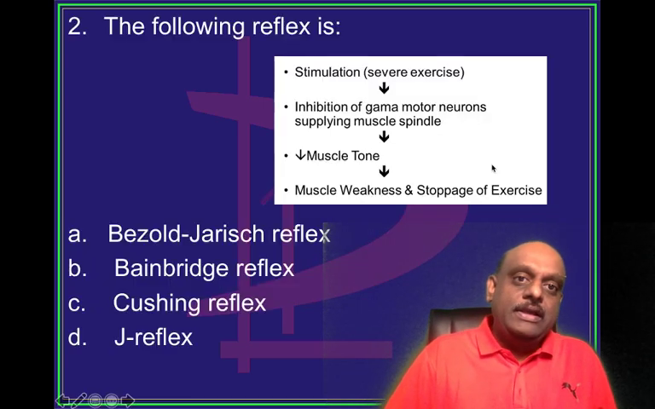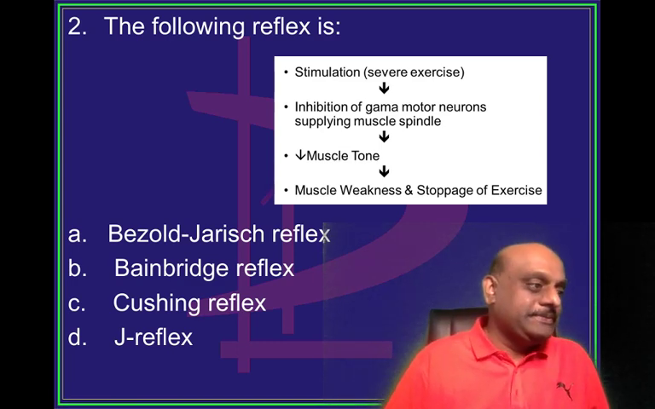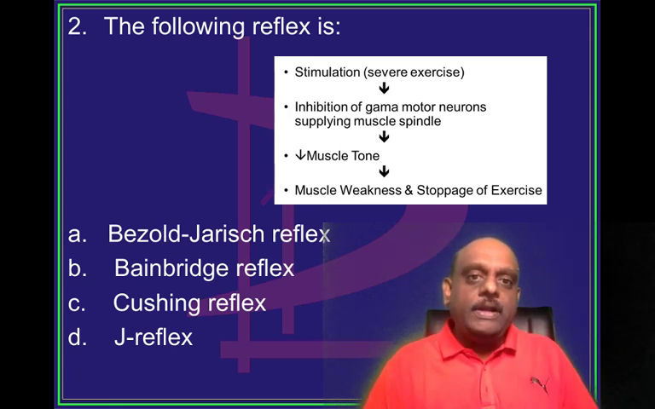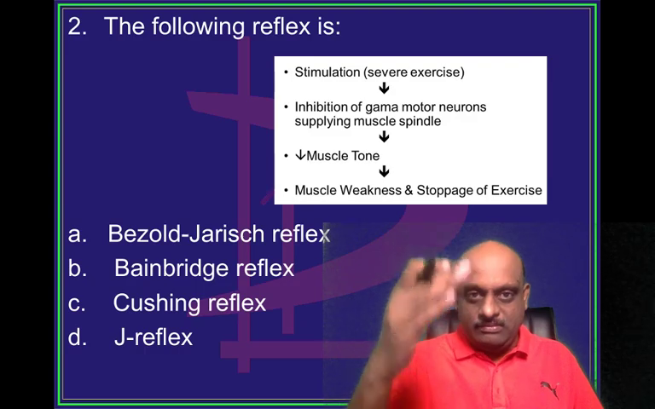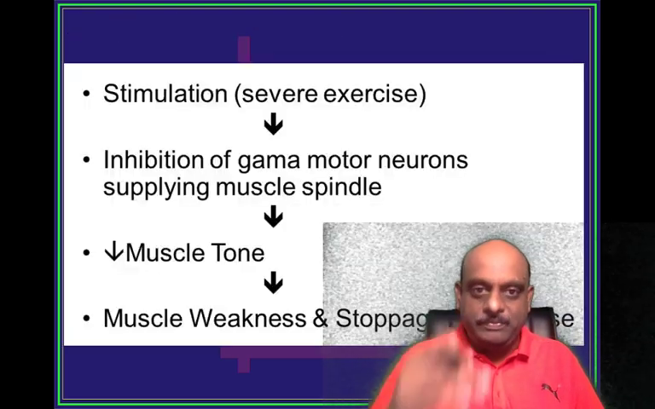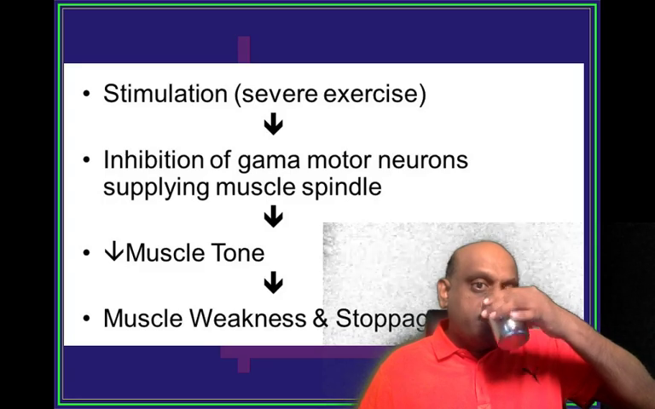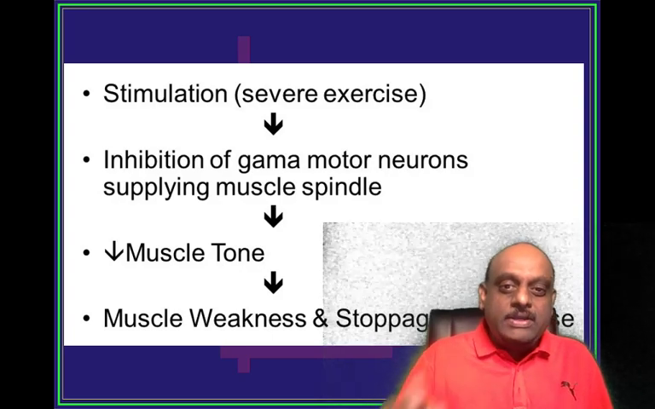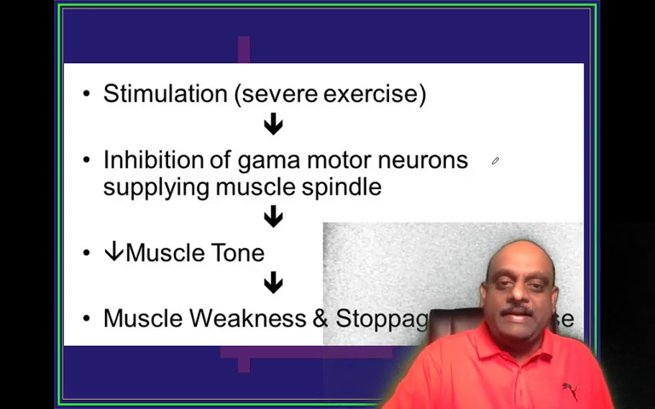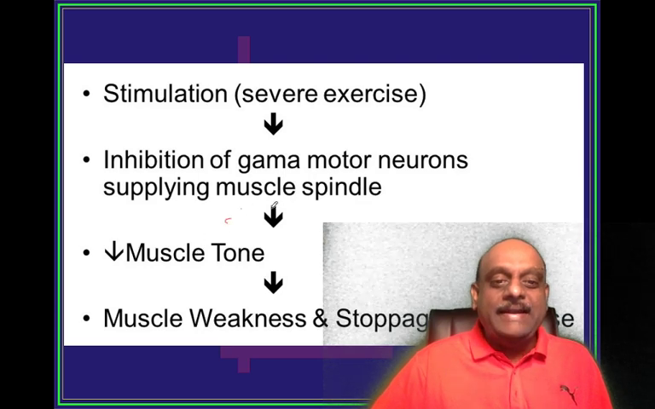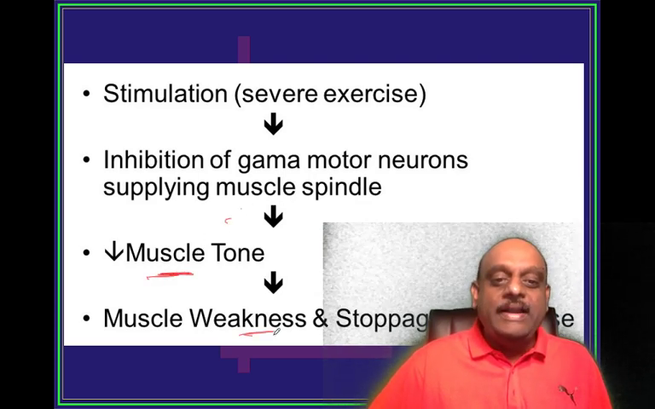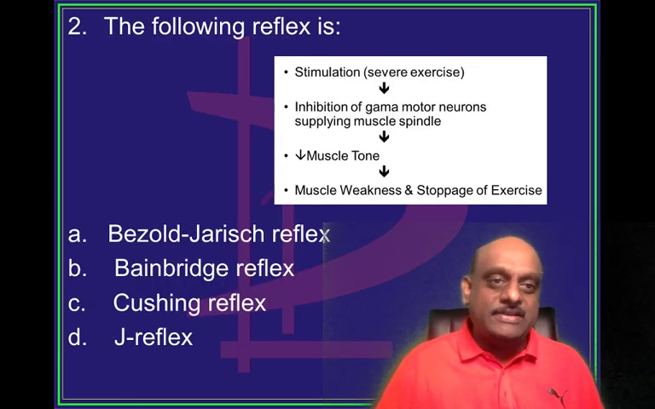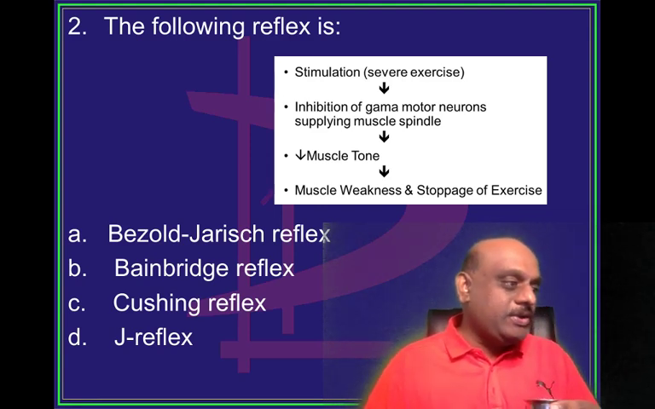Now, doc, a reflex is being shown to you. You tell me, what is this reflex? The steps in the reflex have been shown to you. When there is an exercise, there is a stimulation, and that leads to inhibition of the gamma motor neurons which are supplying the muscle spindle, and that decreases the muscle tone, leading to muscle weakness and stoppage of exercise. So what is this reflex basically called as? Question number 2. Punch your answers, doctor.